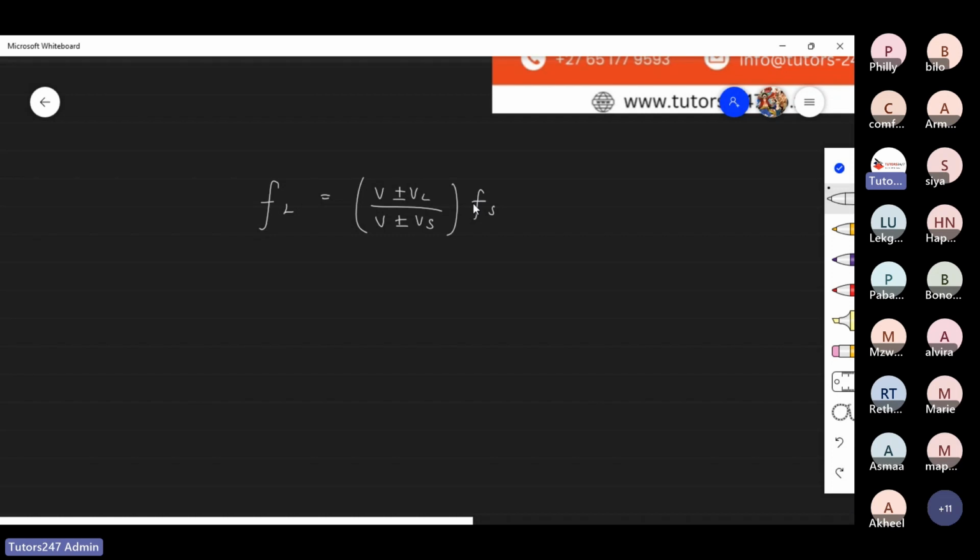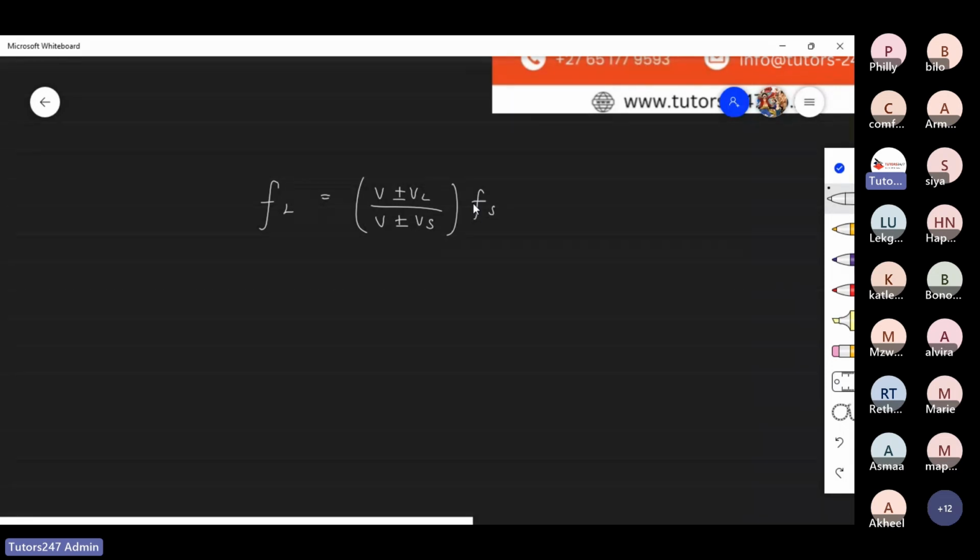Our V represents 340 meters per second. In most cases, they usually give it to you. Our VL represents the velocity of the listener, and our Vs represents the velocity of the source. Okay. Now, that plus or minus is the confusing part, right? So how do we know whether we're supposed to have a plus on top or a minus on top, or a plus at the bottom or a minus at the bottom?